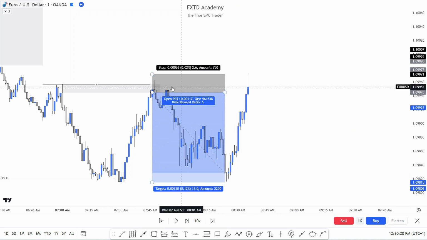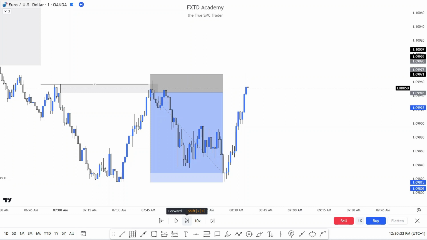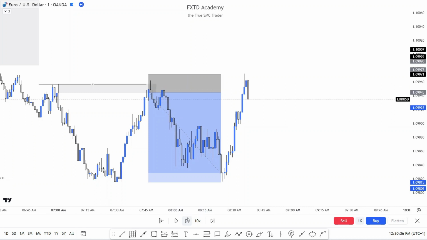So we have this doing what? Sweeping this high. What's price doing? Sweeping these highs, and immediately this high was swept. I was also waiting for further confirmation, which is the single candle confirmation, and I'm going to show you once that happened. So this is the single candle confirmation.